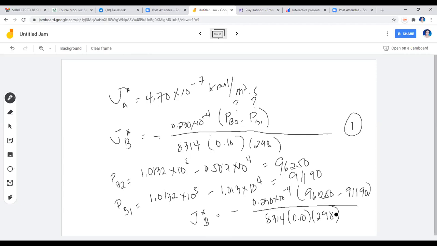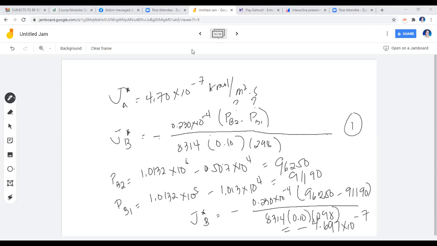So let's see, 0.230 exponent negative 4 times quantity 96250 minus 91190, divided by 8314, divided by 0.10, divided by 298. So this should be times 10 raised to negative 7, the same as our answer on top. Negative 4.697 times 10 raised to negative 7.